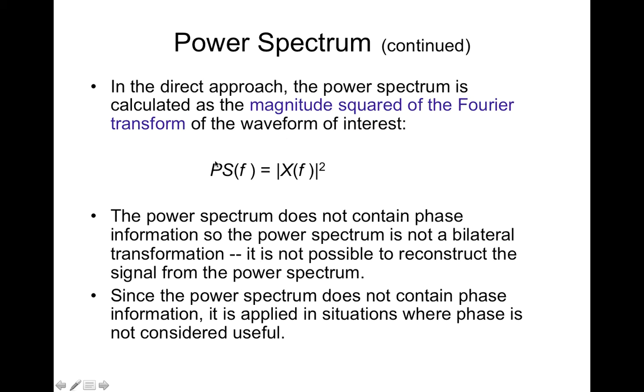So we can have a more direct approach if x of f is the Fourier transform as a function of f. The power spectrum is basically the magnitude of the Fourier transform squared, and this is probably the one that you're more familiar with. Now, the power spectrum doesn't contain phase information, so it's not a reversible transform. It's not a bilateral transform. You can't take the power spectrum and ever get the original signal back.